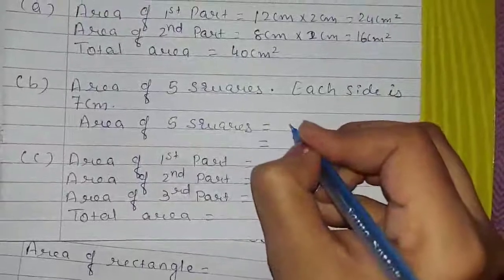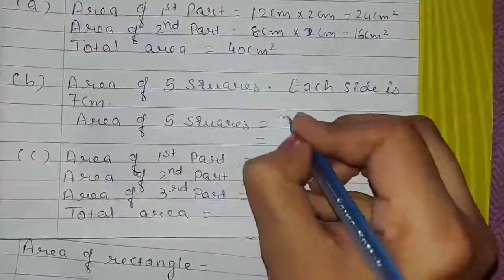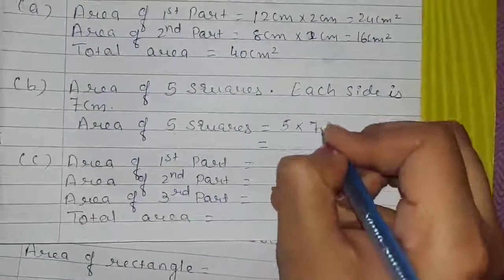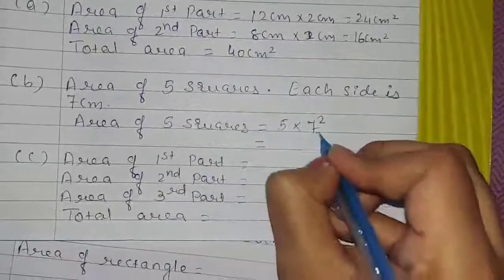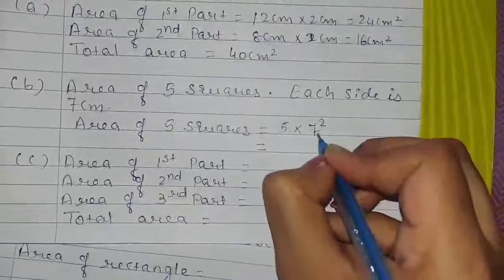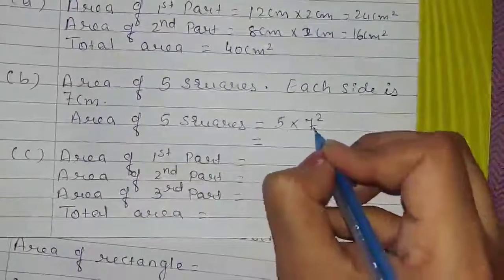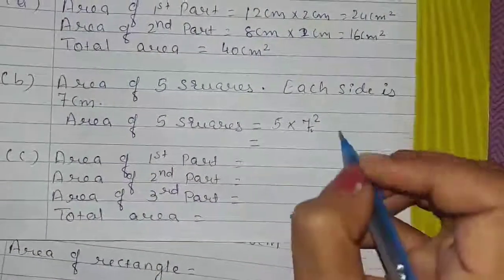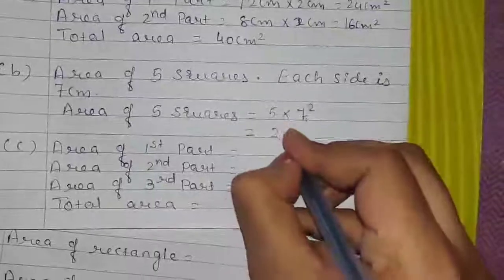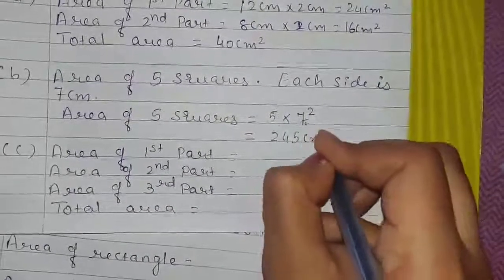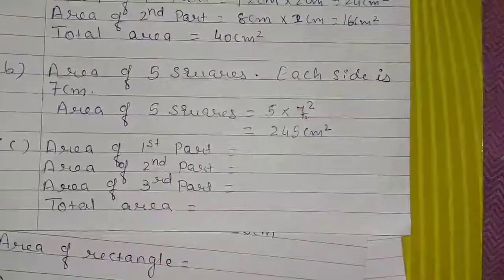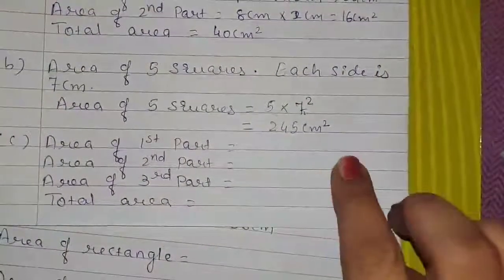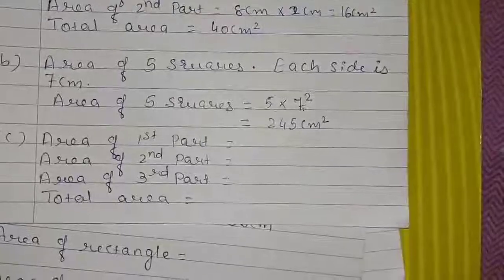So area of 5 squares equals 5 multiplied by 7 square. Why 7 square? Because area of square equals side multiplied by side, and that is 7 centimeter. So 5 multiplied by 49 is 245 centimeters square. So if we take the product of 49 and 5, then the answer is 245 centimeters square.